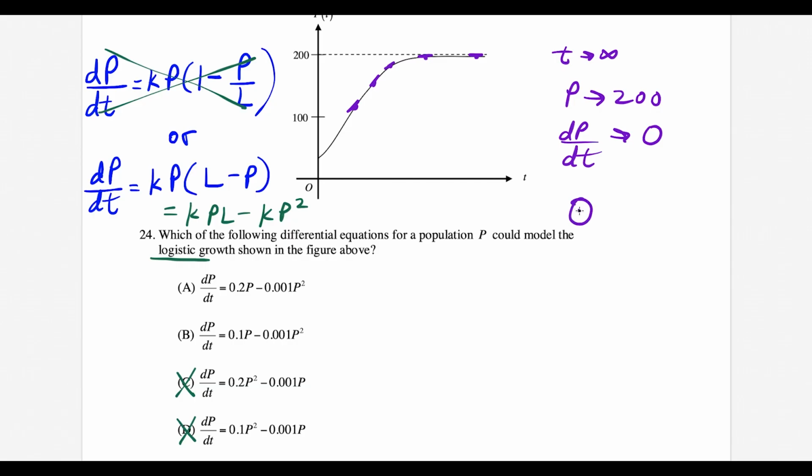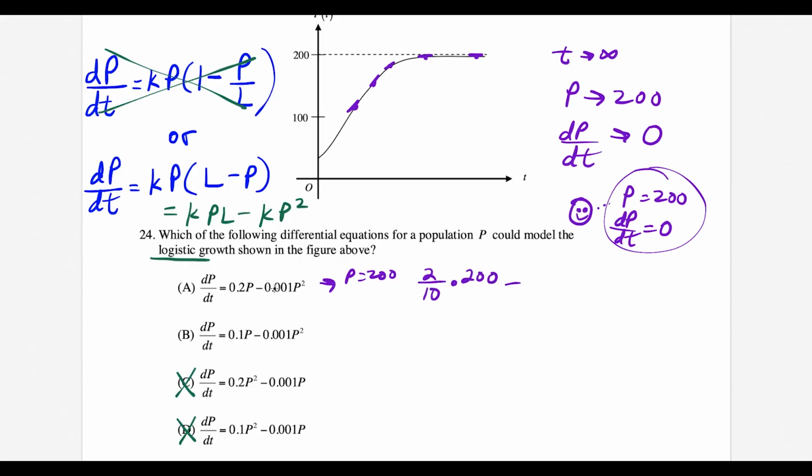But what that tells me, every time I do questions like this, is that when I plug in the horizontal asymptote, which in this case is P equals 200, I should get a slope of 0. So now we're going to use that idea for the remaining answer choices. And if we plug in P equals 200, well, 0.2 is the same thing as 2 over 10, times P, which is 200, minus 0.001, which is 1 over 1,000, and we're multiplying that by 200 squared.